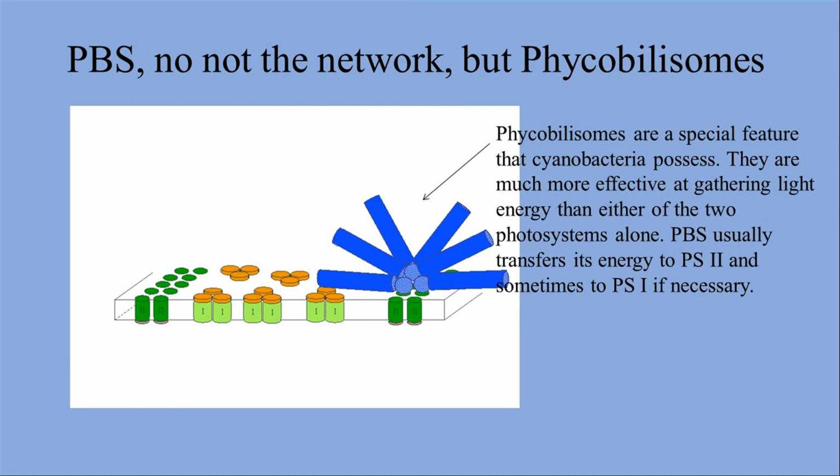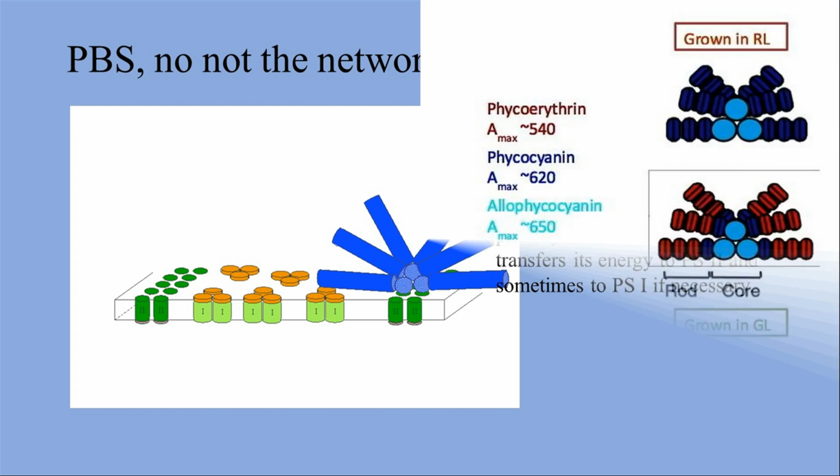So what are phycobilisomes? PBS have large protruding rod-like structures that offer a vast surface area for the capture of light. Because of this greater surface area, phycobilisomes are much more effective at gathering light energy than either of the two photosystems alone, and offer their energy mainly to photosystem 2 but sometimes to photosystem 1 if necessary. Phycobilisomes play an important role in cyanobacteria's ability to capture and process light energy in places where light is scarce, such as deep underwater.